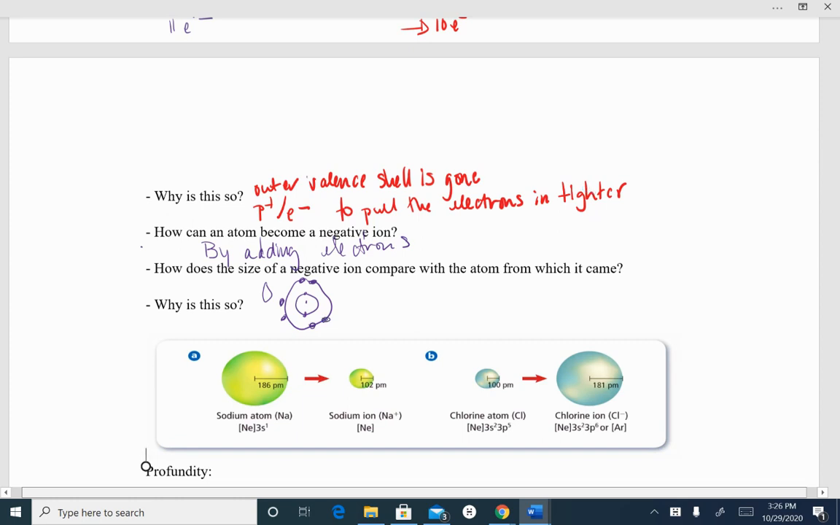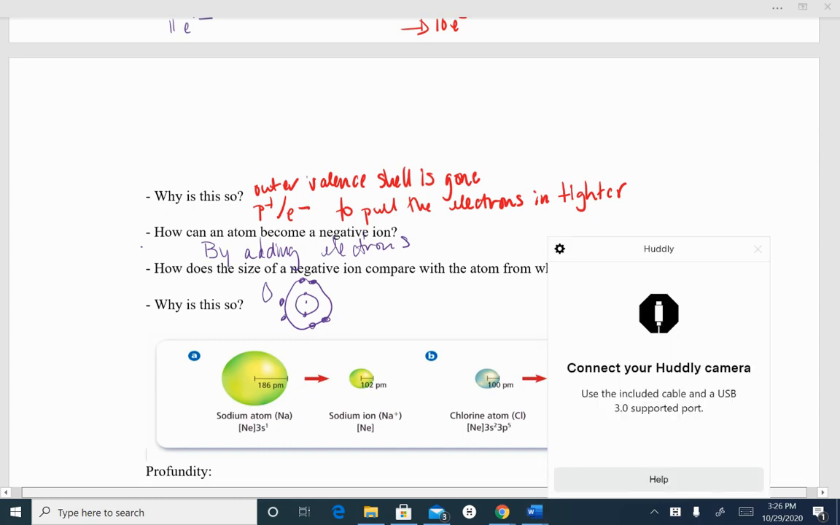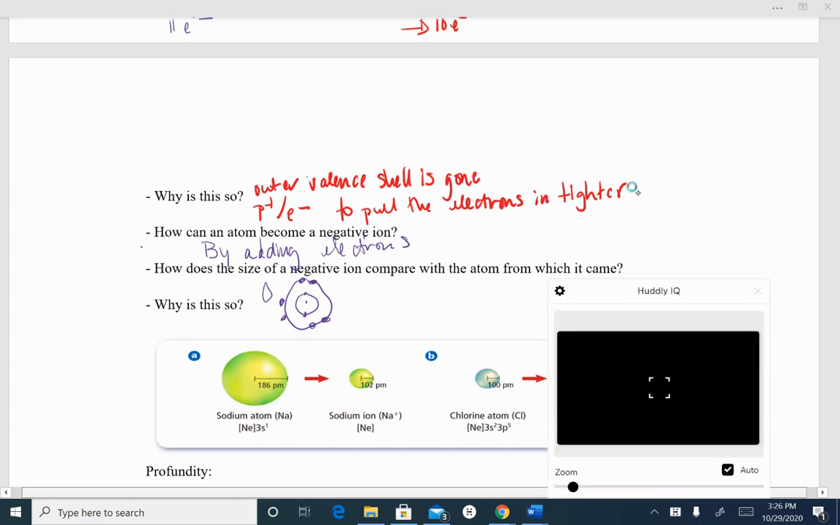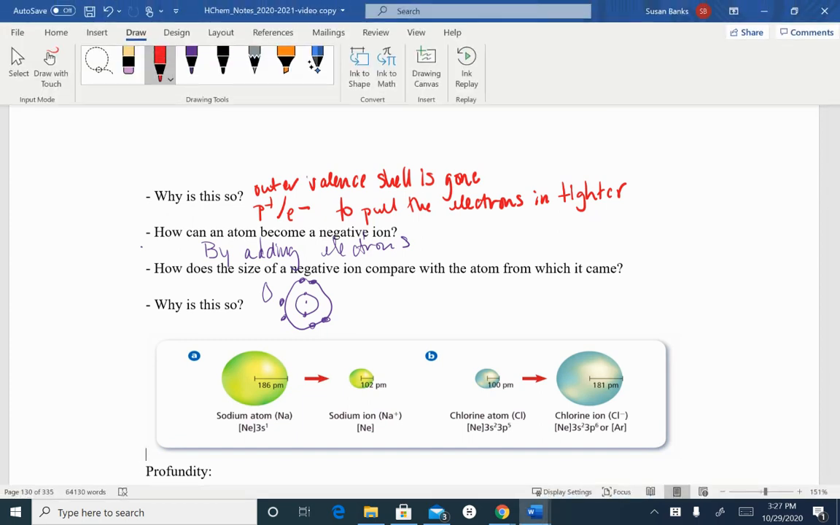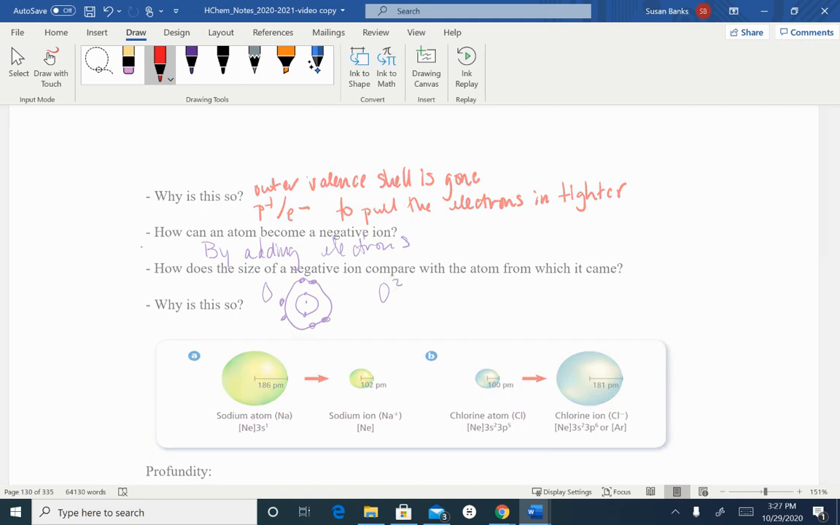I've got 6 valence electrons. But in order to have a noble gas configuration, I need to either get rid of these 6 electrons, or I can grab 2 more electrons and get to the noble gas configuration of neon. So that's what oxygen does. It's a lot easier to grab 2 extra electrons than to get rid of 6. So oxygen comes with a -2 charge.